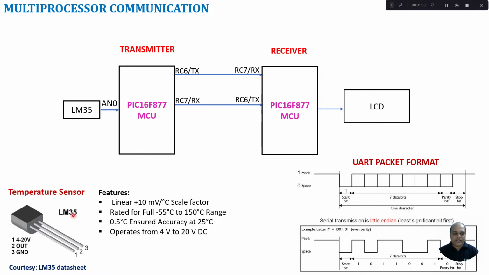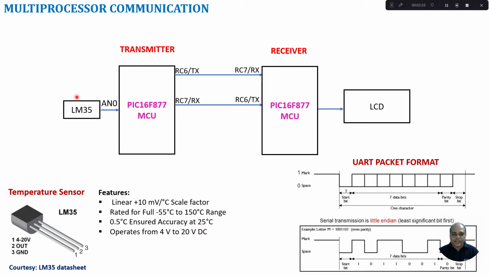The LM35 temperature sensor has three leads. The first lead is the supply voltage, where we can supply about 4 volts to 20 volts, the third lead is the ground line, and the center lead gives the voltage corresponding to the temperature. The resolution of this sensor is about 10 millivolt per degree centigrade. For example, if the room temperature is 30 degrees, then the voltage coming out of pin number 2 will be 30 times 10 millivolt, which is 300 millivolt. This sensor can measure from minus 55 degrees centigrade to 150 degrees centigrade, with an accuracy of about 0.5 degrees centigrade at 25 degrees centigrade.